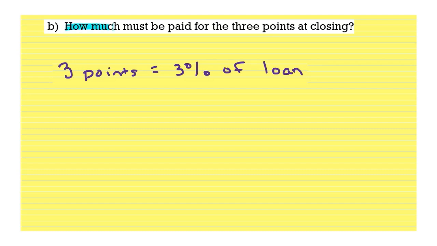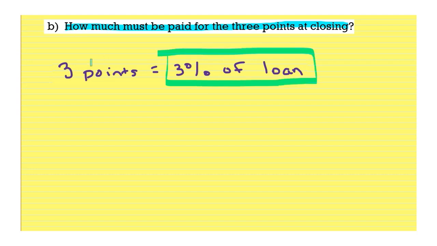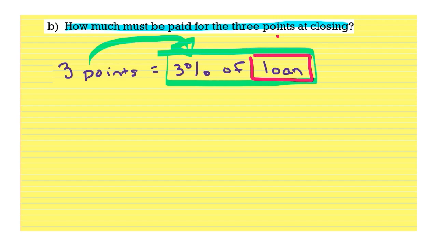To answer the question, how much must be paid for the 3 points at closing, we will use this calculation, because 3 points are calculated by finding 3% of the loan amount. And of course, the loan amount is the mortgage amount. That's the amount that we are borrowing from the bank. So we're going to use the decimal version of 3%. The decimal version of 3% is 0.03. And we will multiply that because the word of always means multiply.